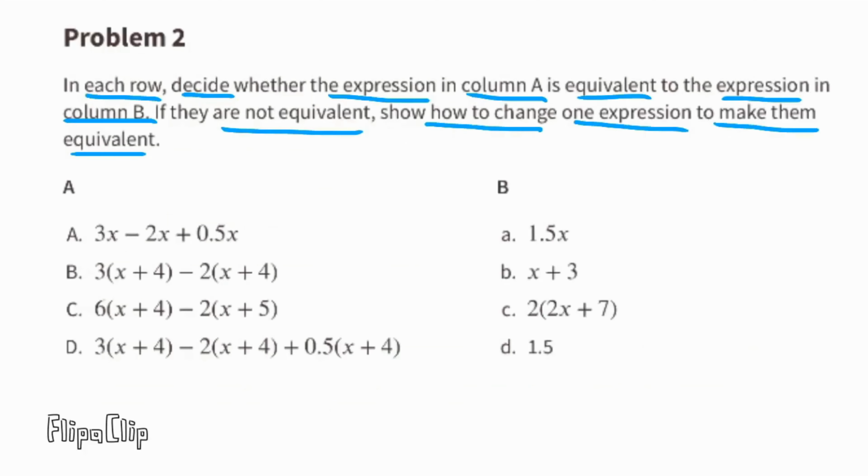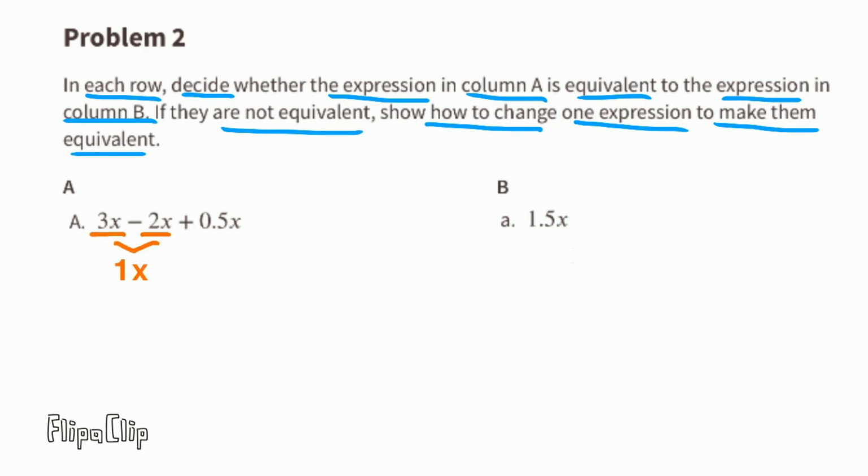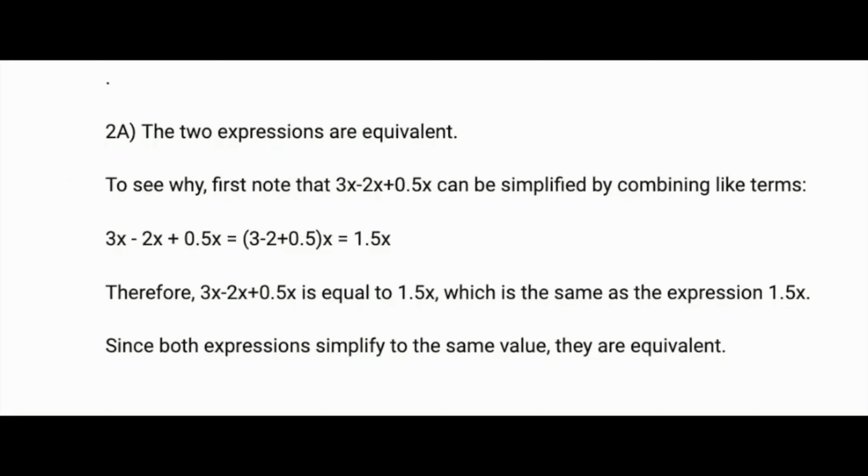Problem number 2. In each row, decide whether the expression in column A is equivalent to the expression in column B. If they are not equivalent, show how to change one expression to make them equivalent. 3x minus 2x is 1x, or x. Now this expression is equivalent to 1x plus 0.5x, which equals 1.5x. These two expressions are equivalent. I've written out the steps for problem 2a. You can pause the video if you need to.